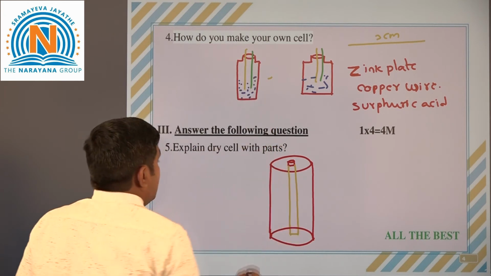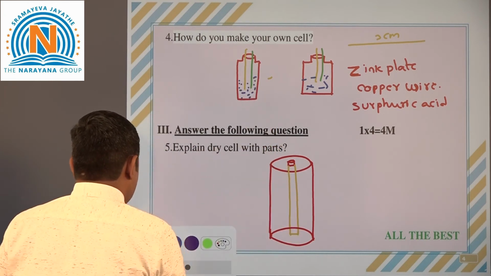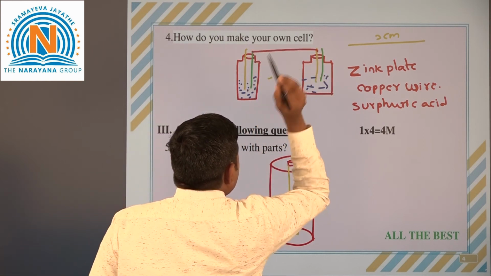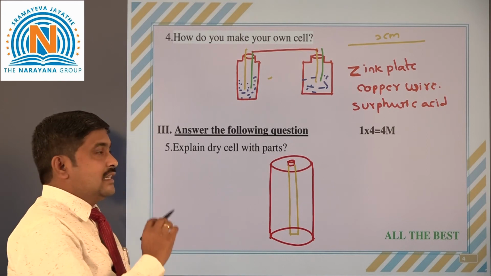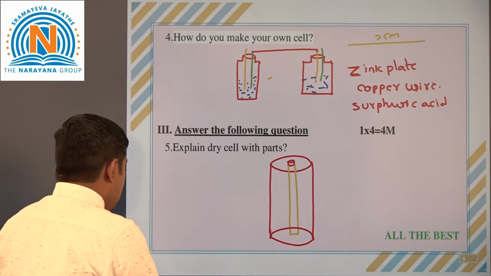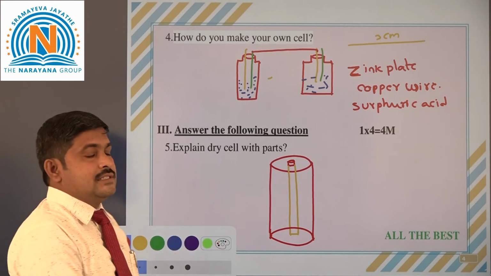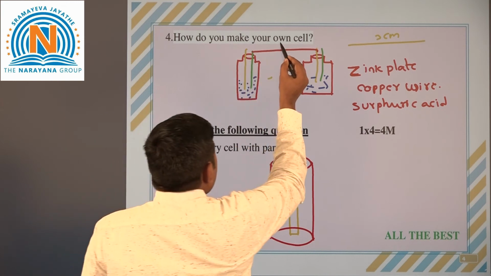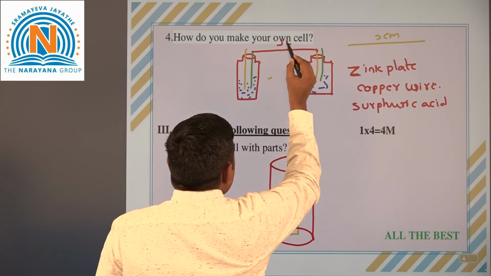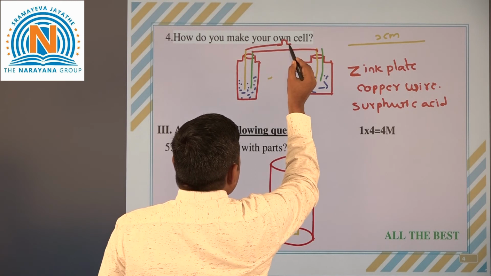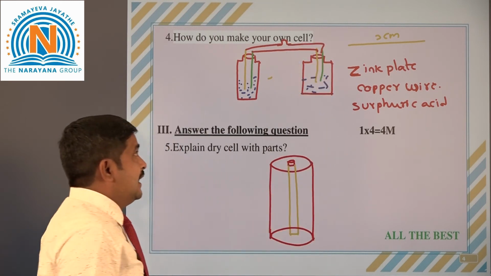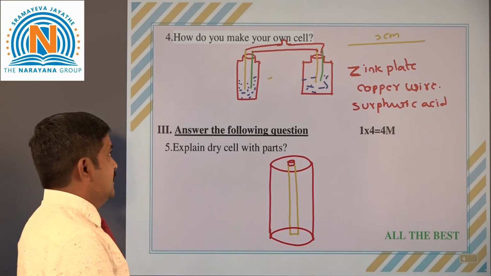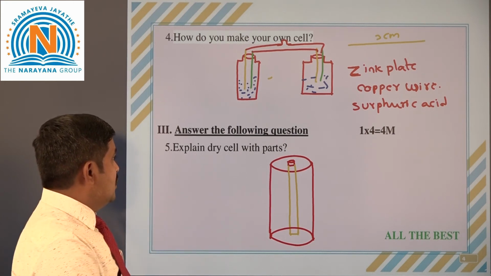And now you connect these two, zinc and copper, with a wire, with a conductor. After that the cell is ready. Then you connect the LED to the remaining terminals. Then you can see the glowing of the LED bulb. So, that is how you can make your own cell.